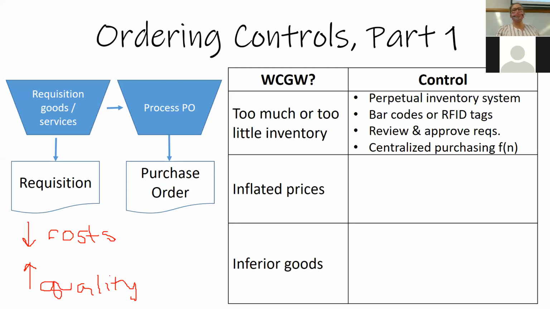What could go wrong if you're paying more than you should for a specific piece of inventory or raw material? What could go wrong there in your organization?